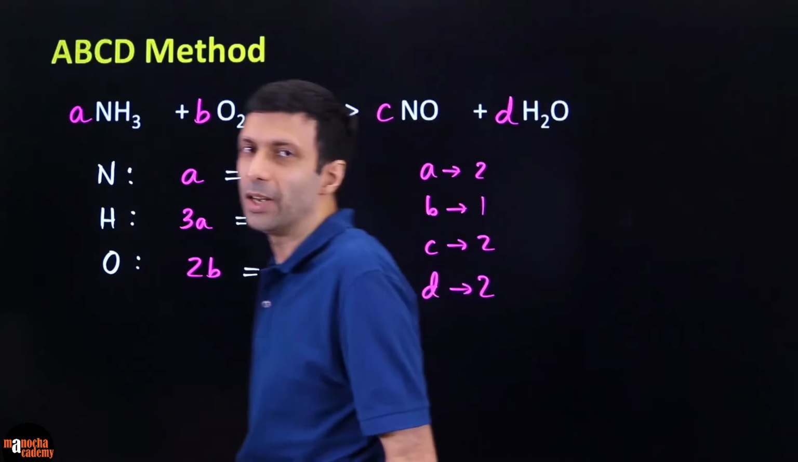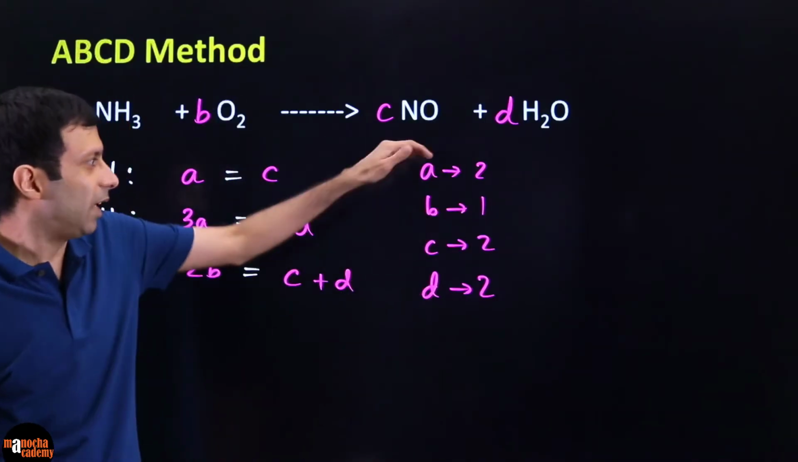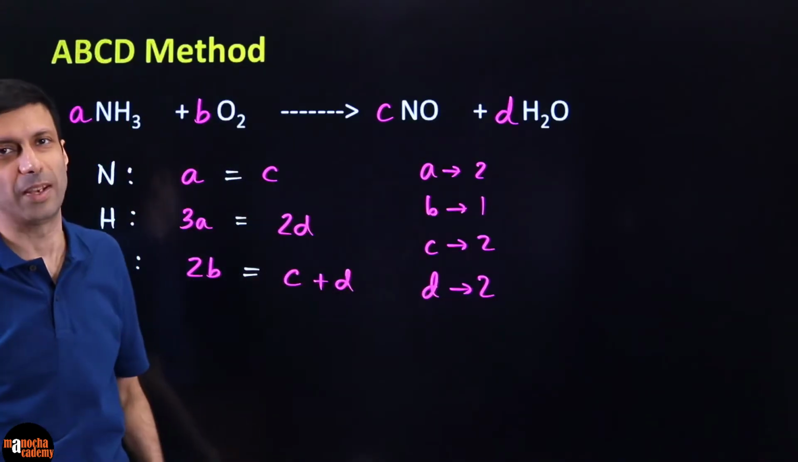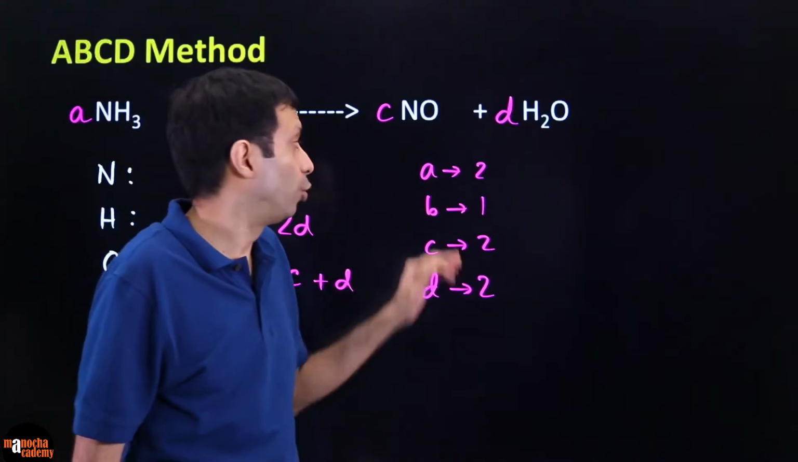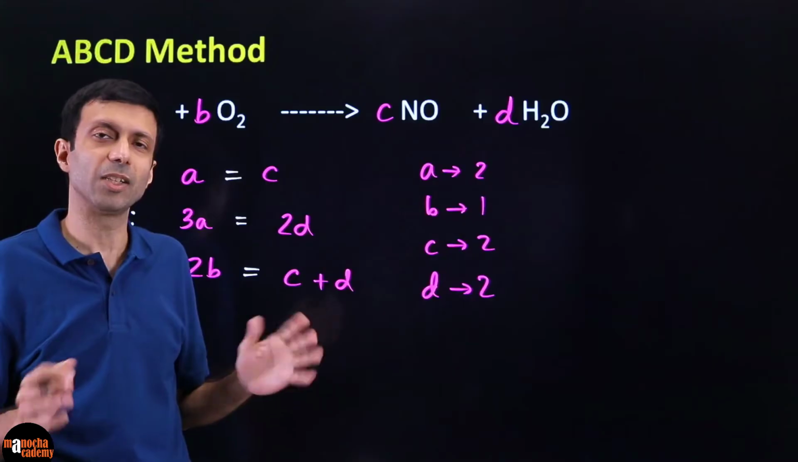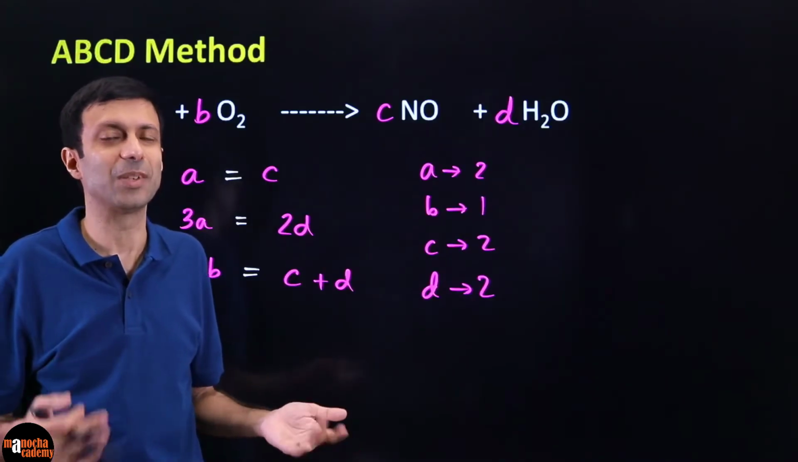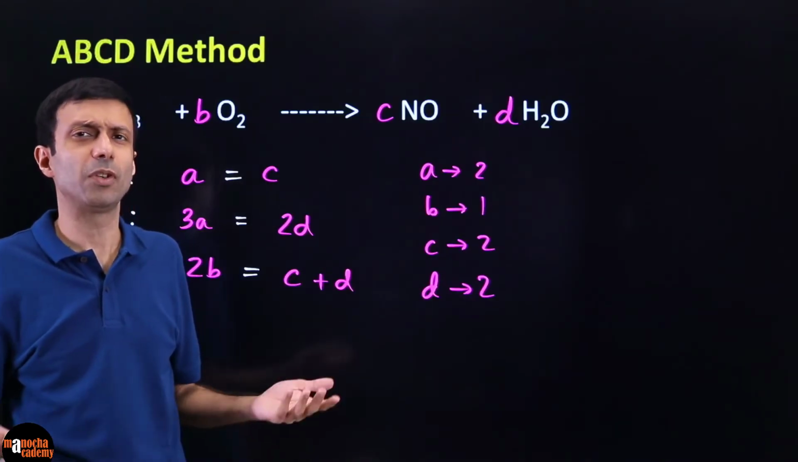So there is no clear winner here because A, C, D are all occurring 2 times. So you can take any one of these as 1. Do not take B as 1. Even if you take it as 1, you'll get the answer, but it will make calculations a bit difficult. So which one do you want to take?